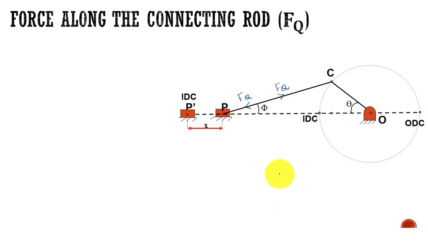So next what we are going to do is find out the force along the connecting rod. This is the force which is acting on the connecting rod, that is Fq. How to find out this force? We are just going to take this element, the piston, and construct the free body diagram of the piston.